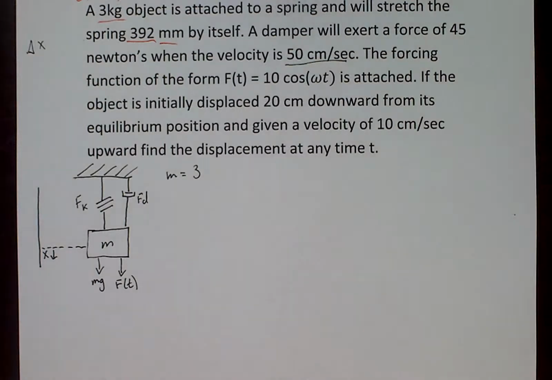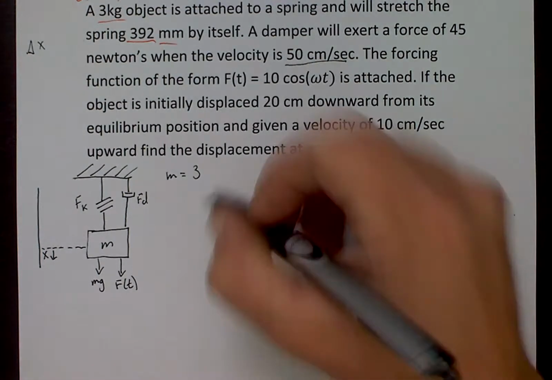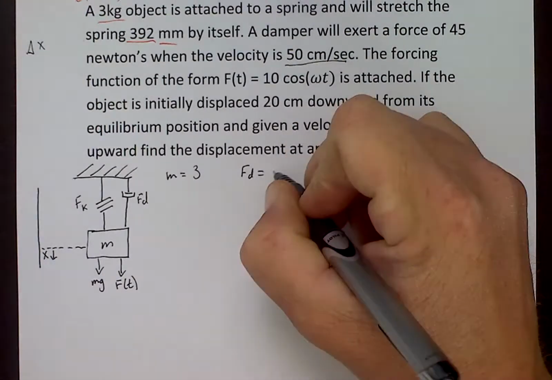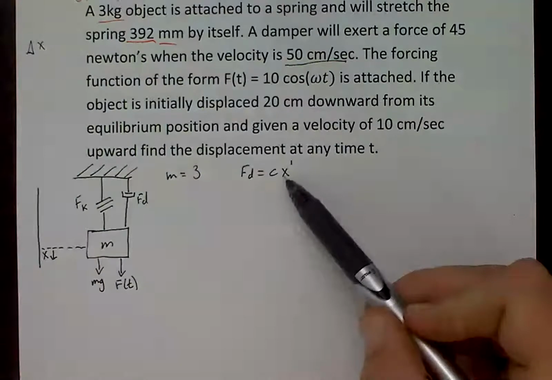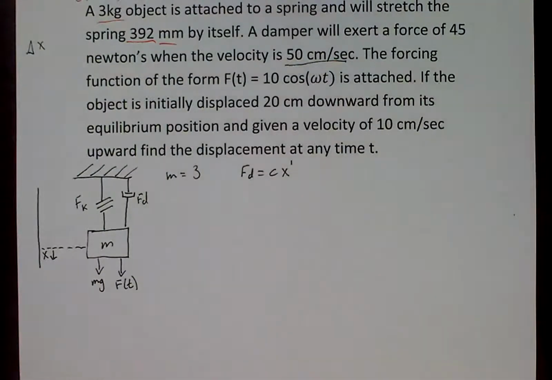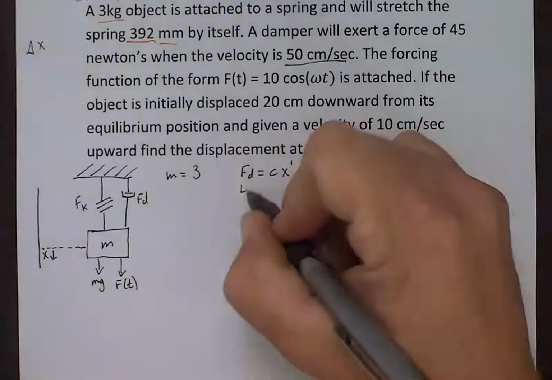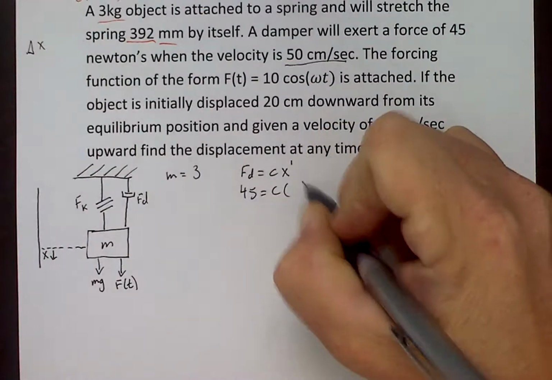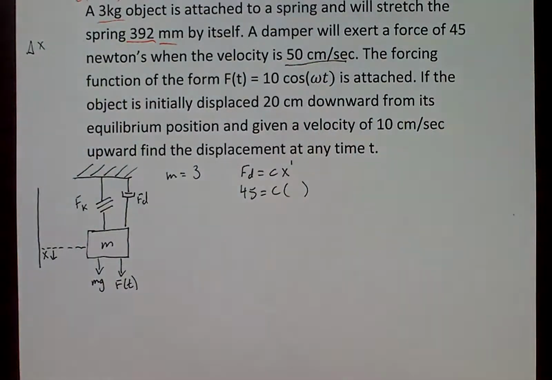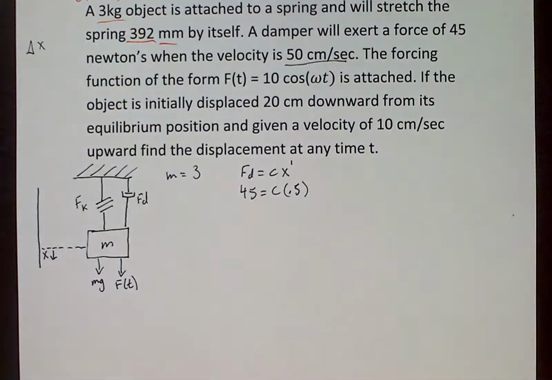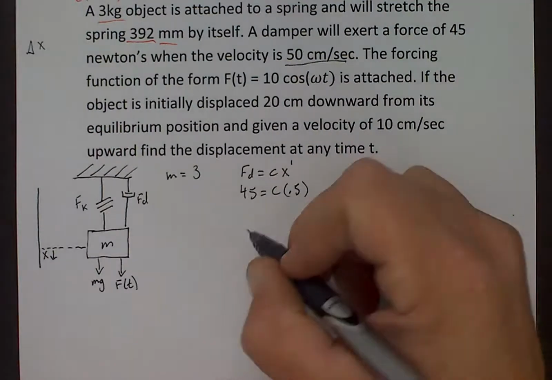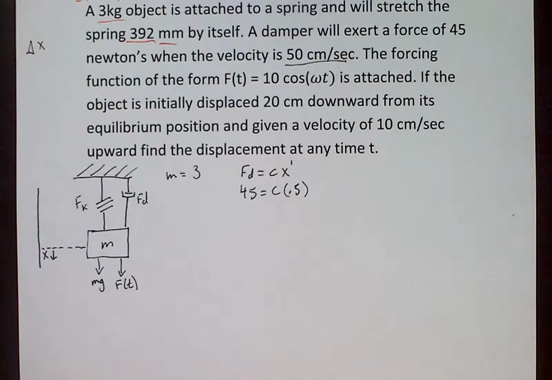Your dampening force is F of D equals C times X prime. Again, that's your velocity and your dampening force. The force is 45. You would think you would put 50 centimeters in, but again, we're going to do everything in meters, so this is going to be 0.5 meters. So we're going to divide by 0.5 on both sides, and that's going to give us 90.